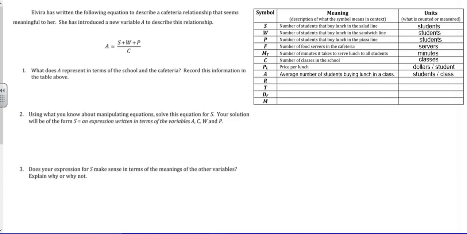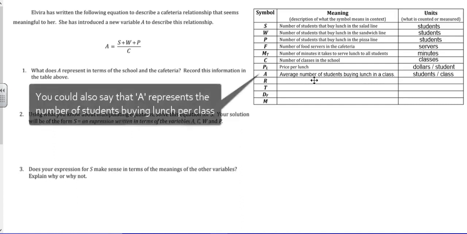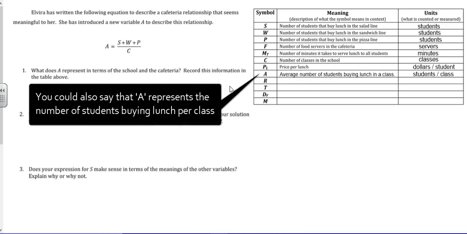Elvira has written the following equation to describe the cafeteria relationship that seems meaningful to her. She has introduced a new variable A to describe this relationship. So A equals S plus W plus P divided by C. The first question is asking, what does A represent in terms of the school and the cafeteria? And we need to record it in the table as it's recorded here.